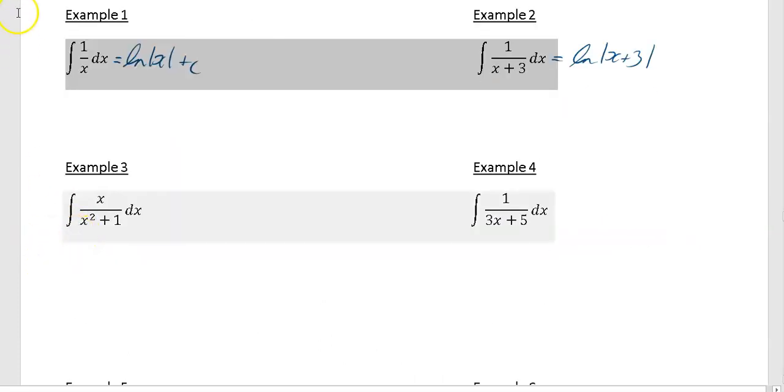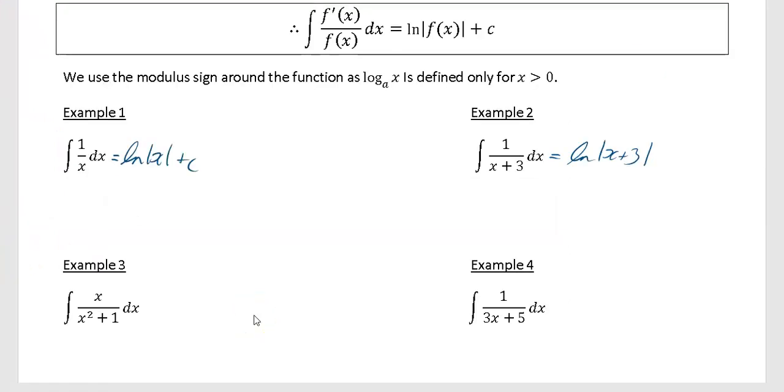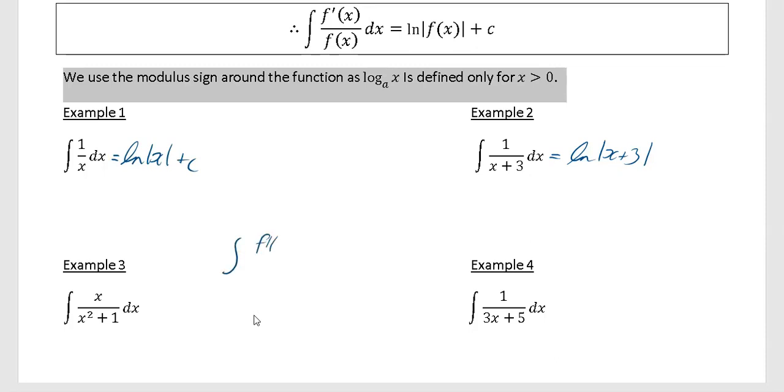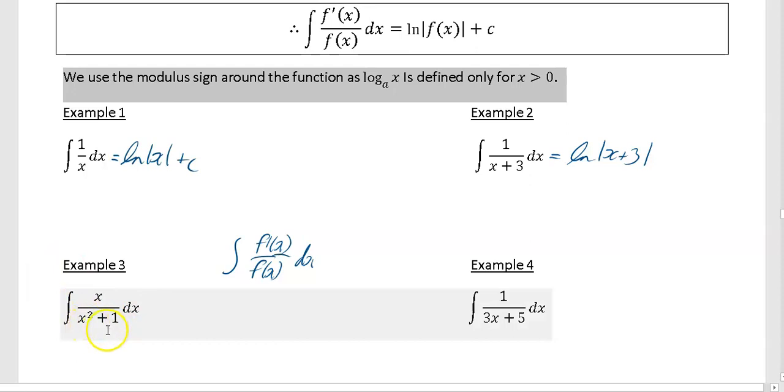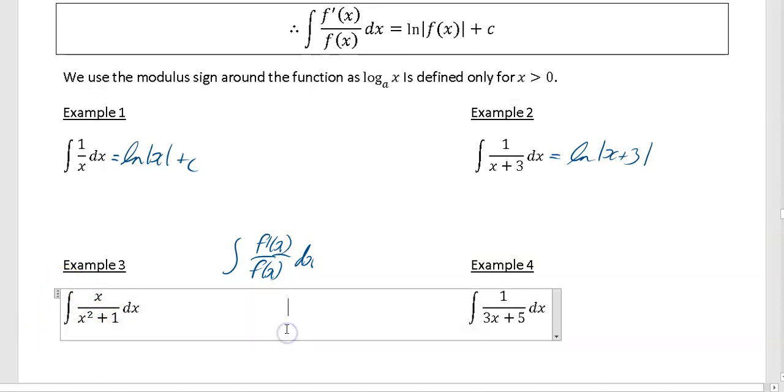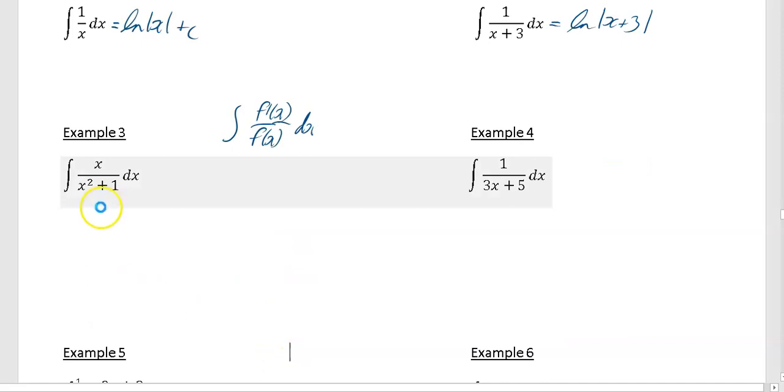Okay, if we go on down, example 3. We've got x over x squared plus 1, and that's what we're trying to integrate. Now the problem with this one is that it is not quite in the form where you've got f dash of x over your f of x. If you differentiate x squared plus 1, you get 2x, not x. So what I'm going to do is rewrite my example 3 so that it is in the form that we want.